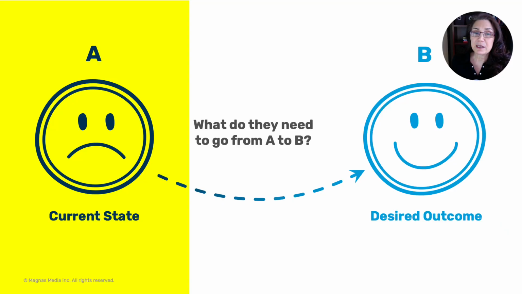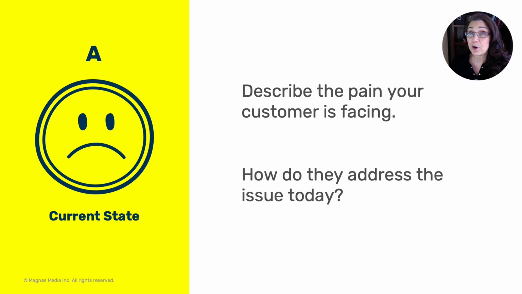Now, if you recall this image from the previous videos, when you're talking about any solutions, you always start by describing the current state, which is the part A on this diagram. So here's a common framework that you can use for your problem slide. Number one, you describe the pain the customer is facing. What is their current state? And number two is, how do they address the issue today?